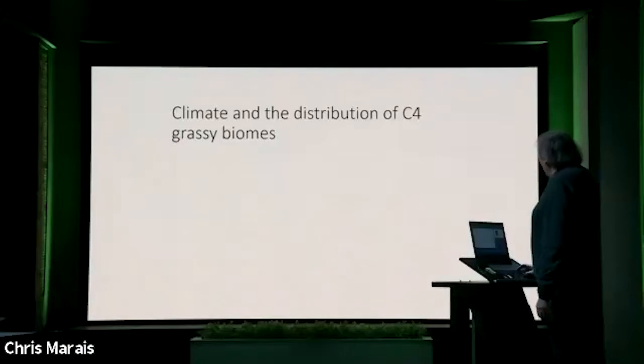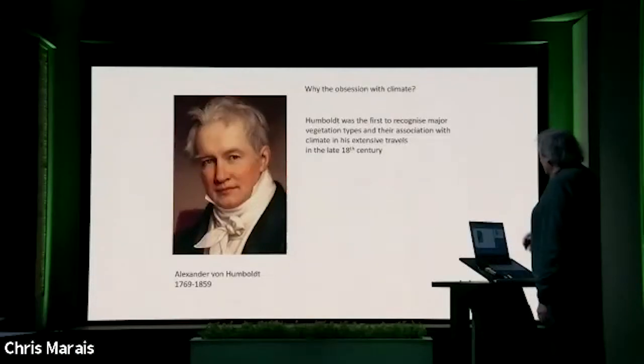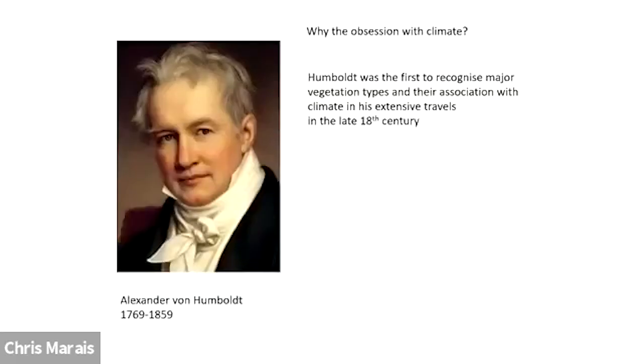So now let's go on to climate and how it influences the distribution of Africa's C4 grassy biomes. And why the obsession with climate anyway, when we look at biogeography? It starts with this man, Alexander von Humboldt. About 200 years ago, he was the first eco-tourist and traveled the world with lots of fancy instruments, measuring a lot of things, including temperature. And he began to realize that places that shared similar climates tended to share similar vegetation.